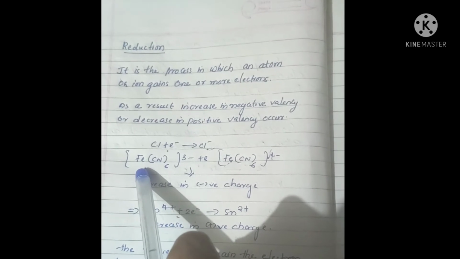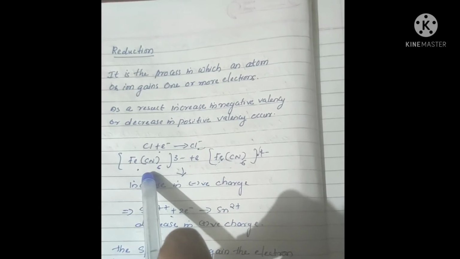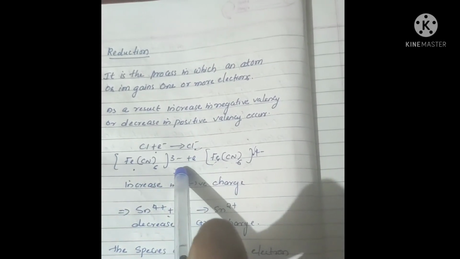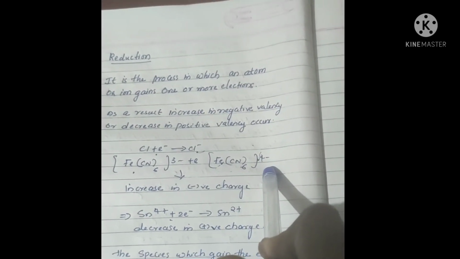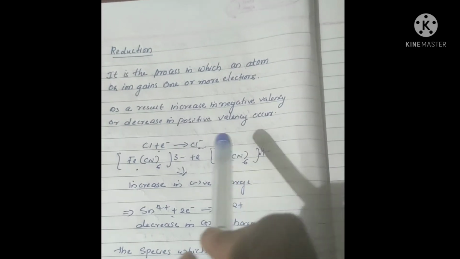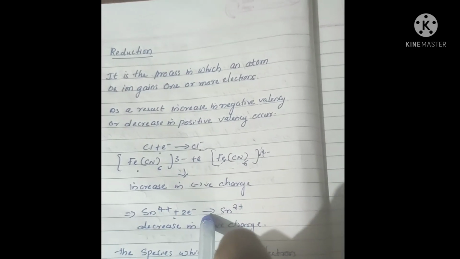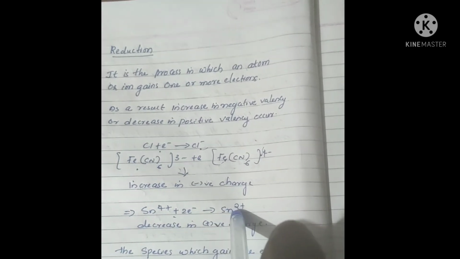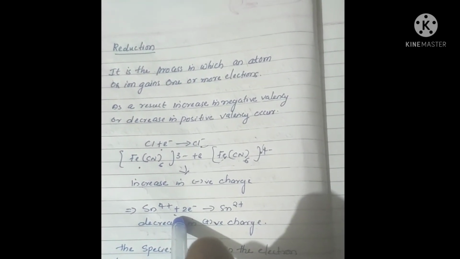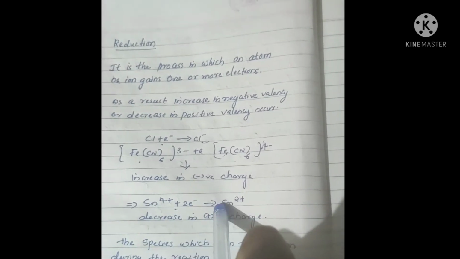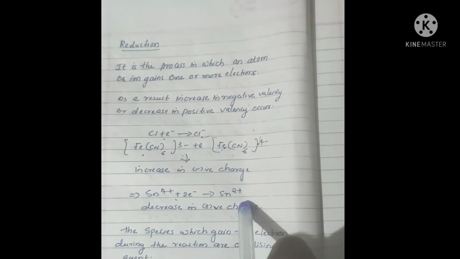And in the case of Fe(CN)6 3-, ferricyanide ion gains an electron and becomes Fe(CN)6 4-. Here also an increase in negative charge occurs. And Sn4+ + 2e- gives Sn2+. Here Sn4+ gains 2 electrons and becomes Sn2+. Decreasing positive charge occurs in this case.